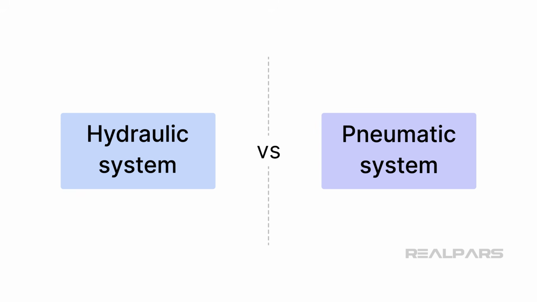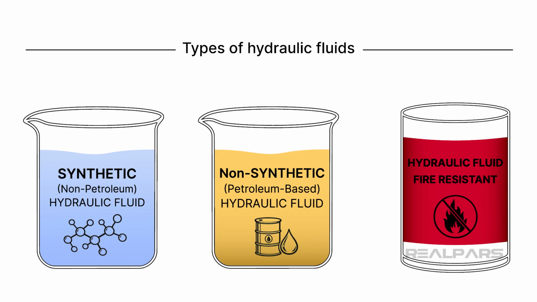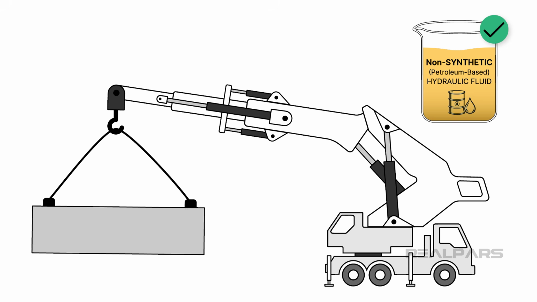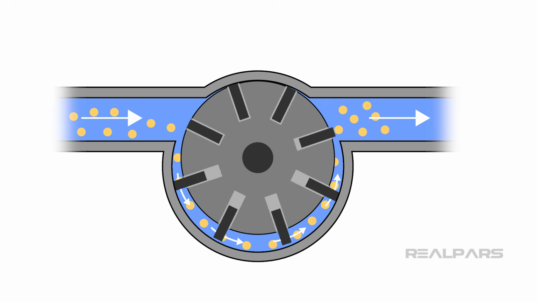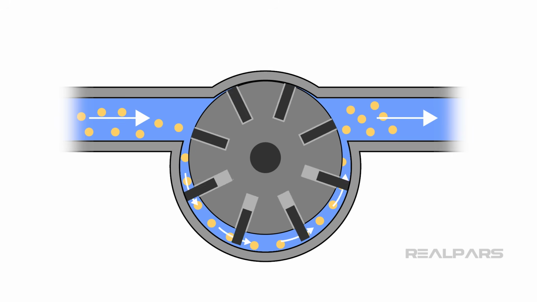This comprehensive course will introduce you to the differences between hydraulic and pneumatic systems. We will discuss different types of hydraulic fluids and how to choose the right hydraulic fluid for different applications. We'll also explain what anti-wear additives are and how they help protect hydraulic components.